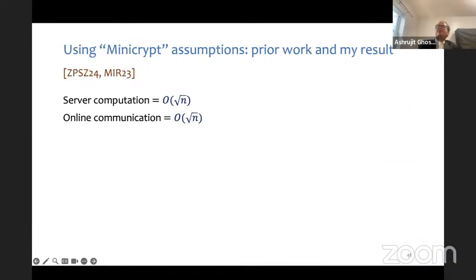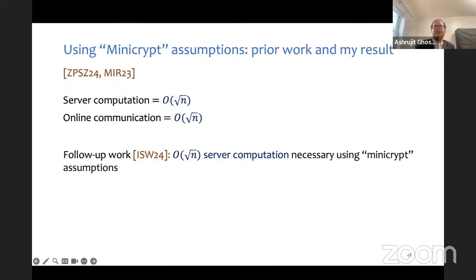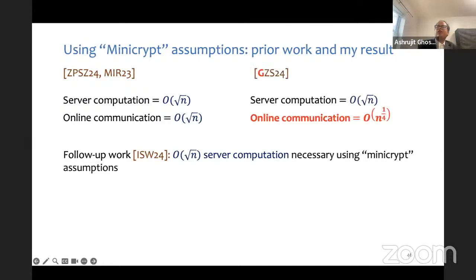The state-of-the-art result using minicrypt assumptions had both server computation and online communication O square root of n. And as an aside, a follow-up work has shown that improving the server computation is not possible using minicrypt assumptions. In my work, I give a new construction that improves the online communication to O n power quarter instead, keeping the server computation the same.